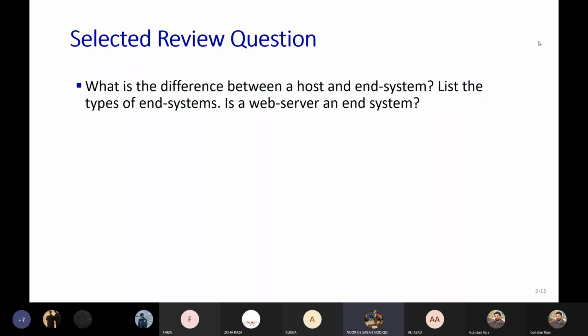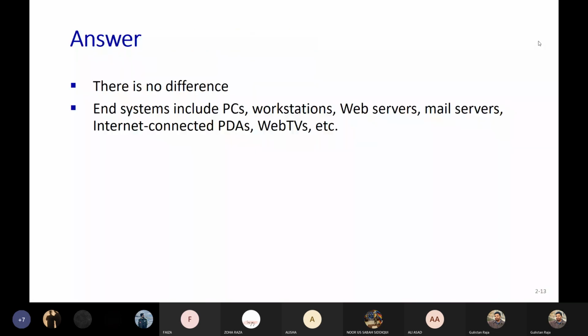Sir, PCs or workstations and so on are end systems, hosts. Right, absolutely. What about a web server, is it an end system? Yes sir. Okay, yes, you are right. So there is no difference, and end systems include these, and a web server is also an end system. So this completes this section.